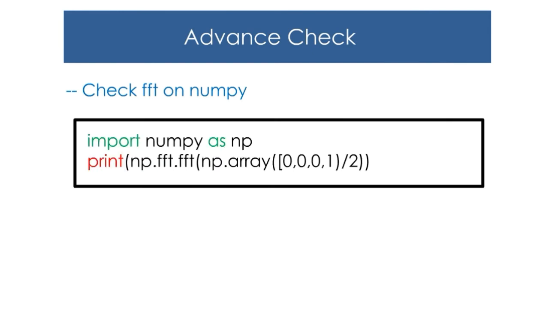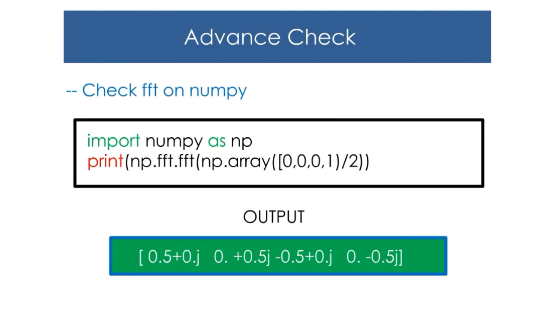Now let us check the fast Fourier transform on NumPy. Since it is very difficult to check the Quantum Fourier Transform on the simulator, this time we try to check the state vector using the fast Fourier Transform on NumPy. As you can see in the code, we are printing the fast Fourier Transform on NumPy. If you run this code, we will get this as our output.